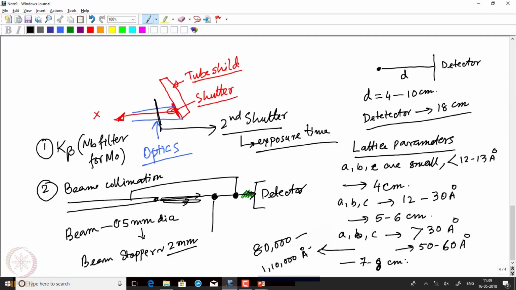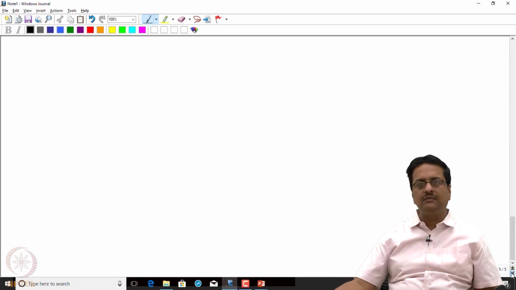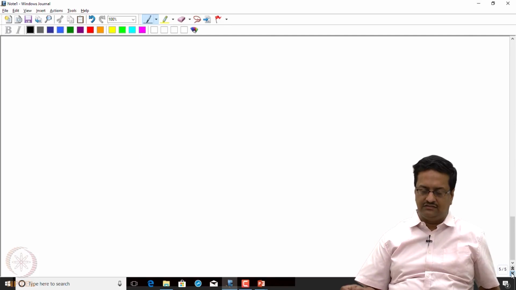Because when you have large spacing between the crystallographic planes, different HKLs, the 1 by D values are very small, and 1 by D for two largely spaced planes are extremely close. So to resolve between the two planes with two different 1 by D HKLs, one has to go to a larger distance. So depending on the unit cell parameters, one has to choose the detector distance.